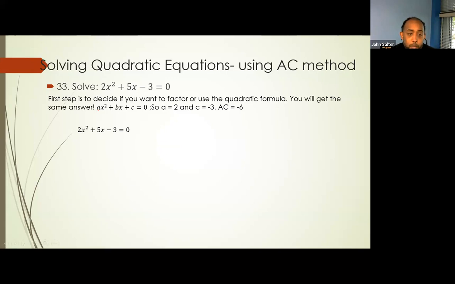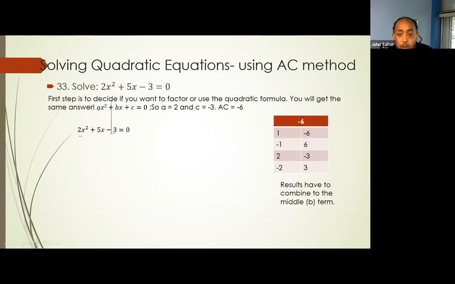All right. So which one are we doing first here? Oh, AC method. So I multiply A and C. So in this case, my 2 and my negative 3, I get negative 6. What are all the factors of negative 6? Okay, here they are. Now, which of these can I combine to get my B value, which is positive 5? Well, the only one that works for that is negative 1 and 6.